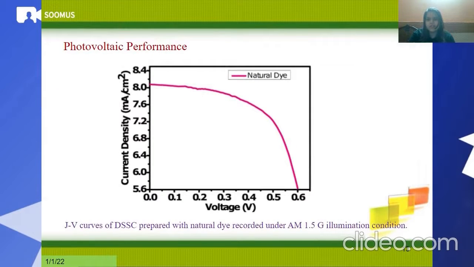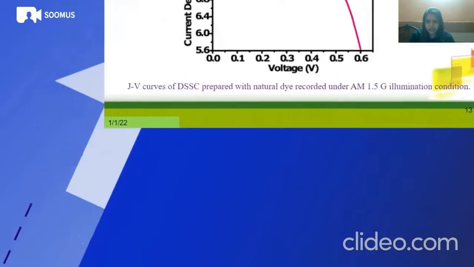This is the photovoltaic performance of the natural dye. This is the JV curve of the DSSC under AM 1.5G illumination conditions. We can easily say that our natural dye is successfully used in solar cell application, and we have successfully fabricated the DSSC device, and also we get an efficient result, and the photovoltaic parameters are listed in the table.